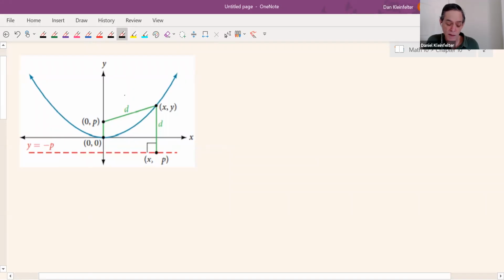So the upper one, the distance formula between 0, p and x, y. A change in the x direction will be x minus 0, that's squared. And then the change in the y direction is y minus p.